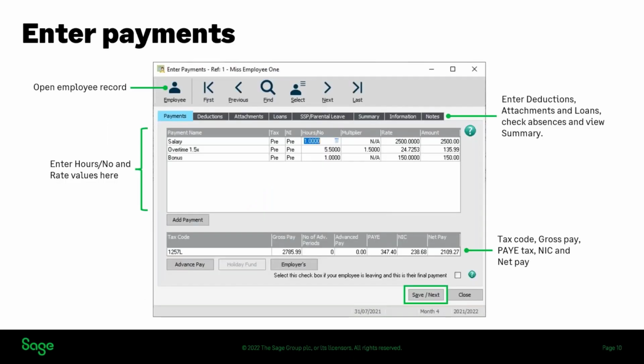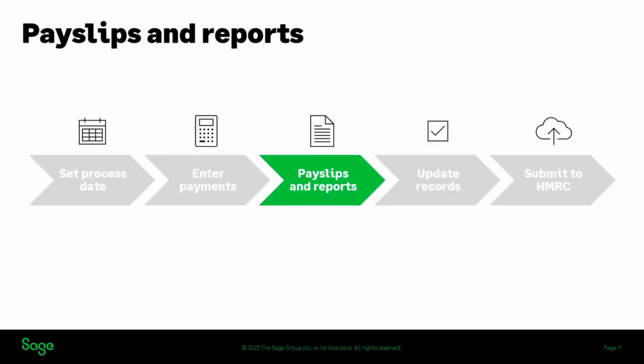And there's a quick reminder of the enter payment screen. You can jump into the employee record should you need to, navigate between the different pay elements using the tabs at the top. You'd record your hours and rates, and once you're done, use save/next to move on to the next employee. So halfway through the webinar and halfway through the pay run, we've done all the data entry. We are now ready to produce our payslips and reports.